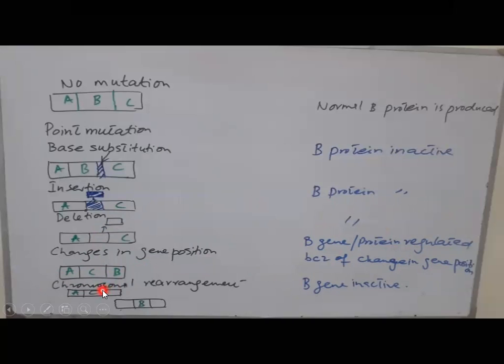But if there is a chromosomal rearrangement, for example, this will become another chromosome, this will shift towards another chromosome, the B gene or B protein will be inactive. So what is the summary?